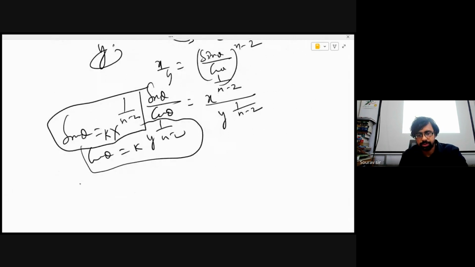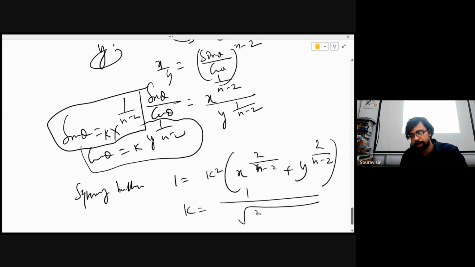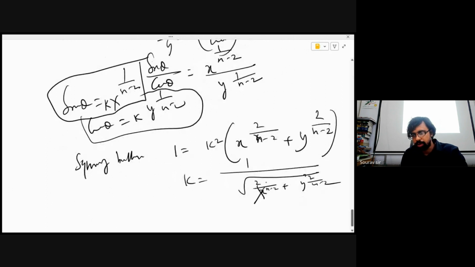Squaring both sides. So what happens? Sin square theta plus cos square theta equal to 1. So that is 1 equal to k square, you can take it common, x to the power 2 by n minus 2 plus y to the power 2 by n minus 2. So k itself is equal to 1 by root over x to the power 2 by n minus 2 and y to the power 2 by n minus 2. Again, this is x to the power 2 by n minus 2.